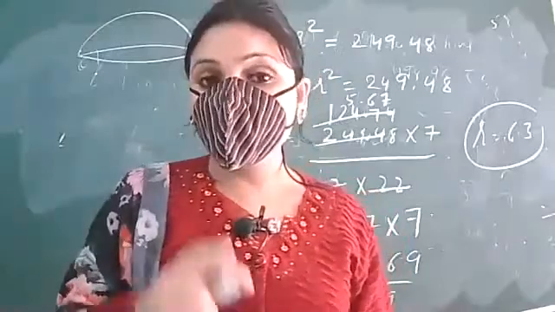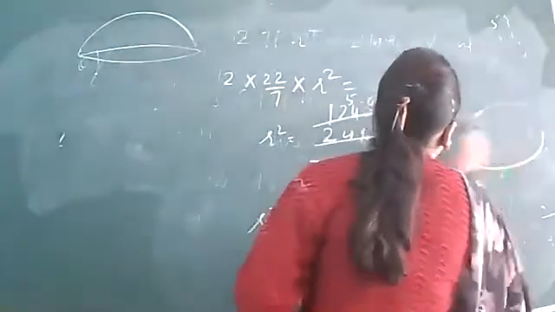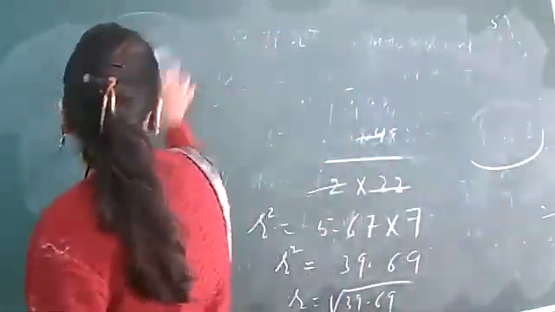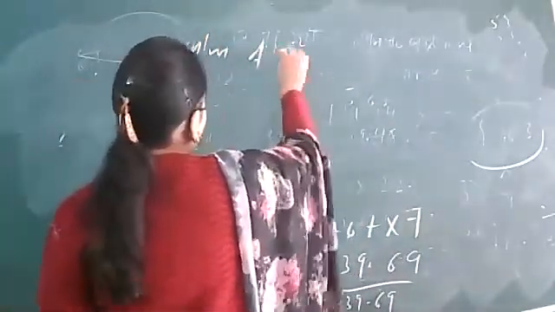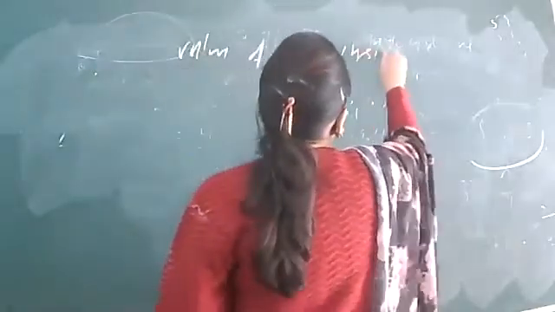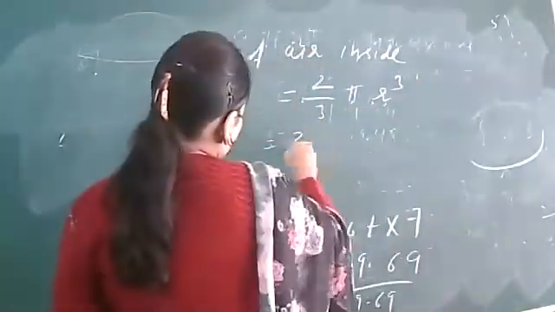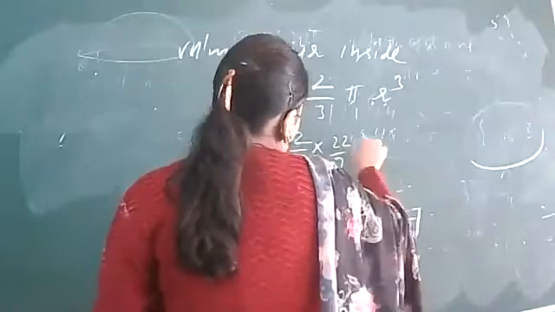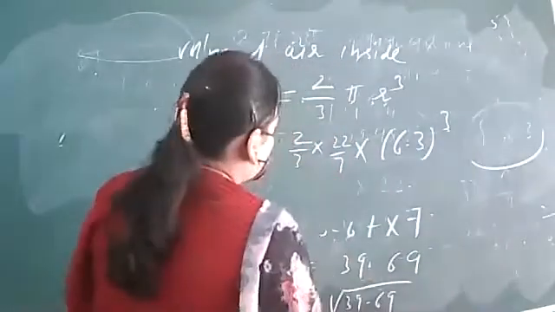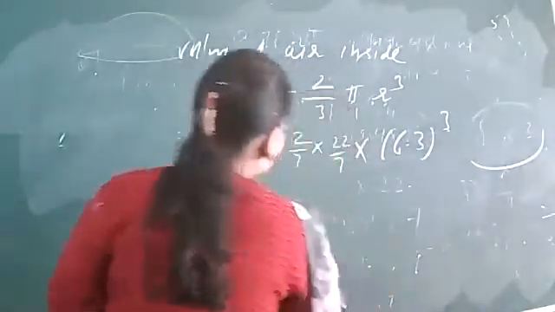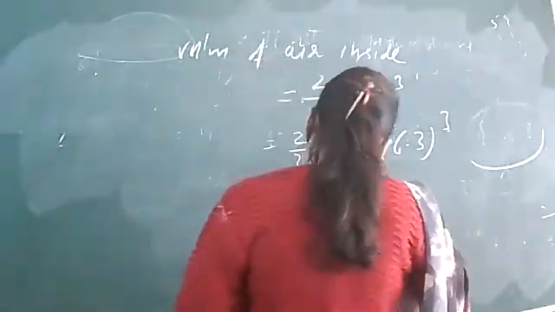Now we want to find the volume of the air that is contained in it. Let us find. Therefore, volume of air contained in it, volume of air inside is equal to 2 by 3 pi r cube. This is 2 by 3, 22 by 7. R cube means R, अभी हमारे पास कितना आया, 6.3 cube. So further it is equal to 2 by 3 into 22 by 7 into 6.3 written 3 times.